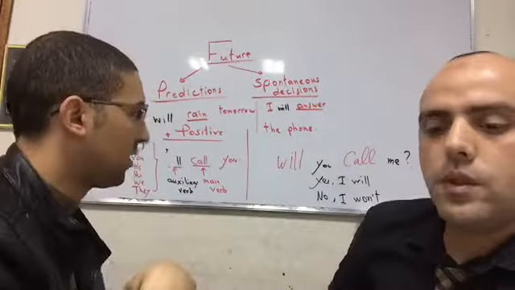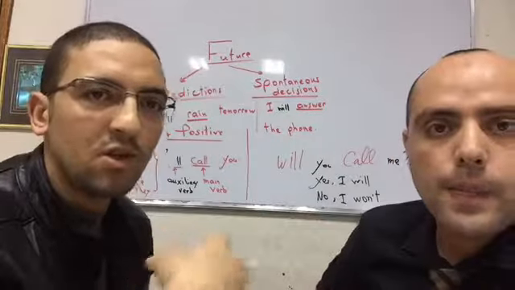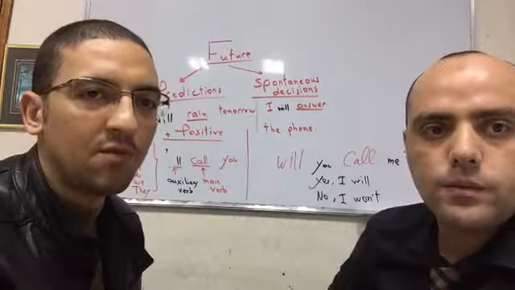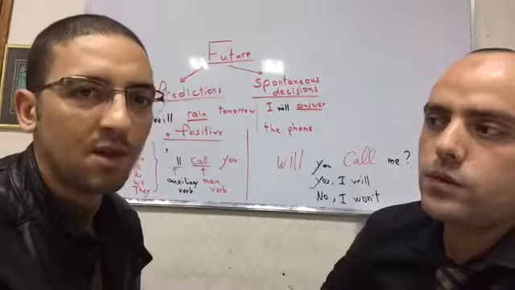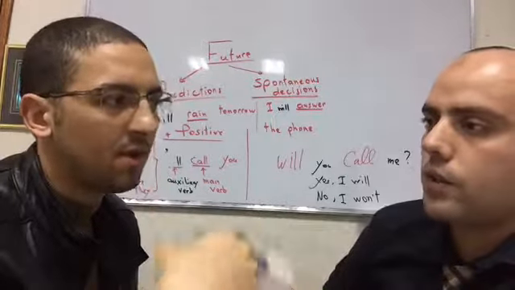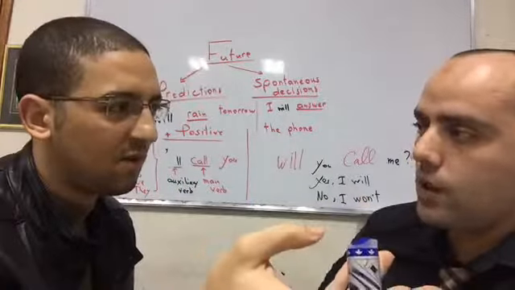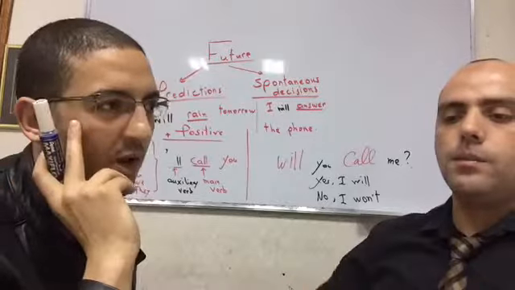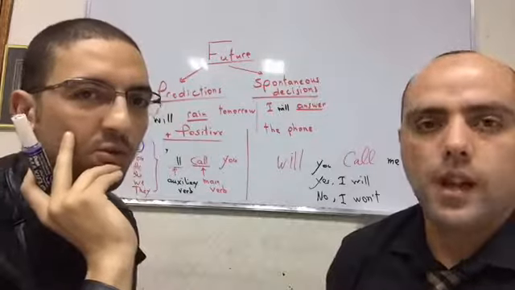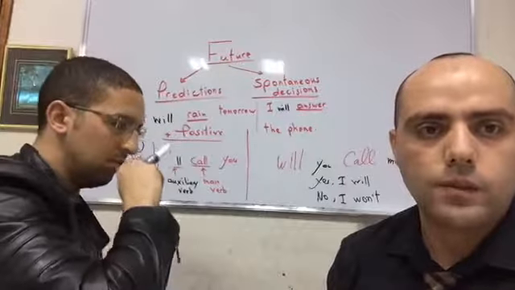"Shall I call you?" for example. This is asking for a suggestion. "Shall we go to the cinema?" "Shall we go out?" And this is an offer. Another example: "What shall I do?" This is asking for advice.